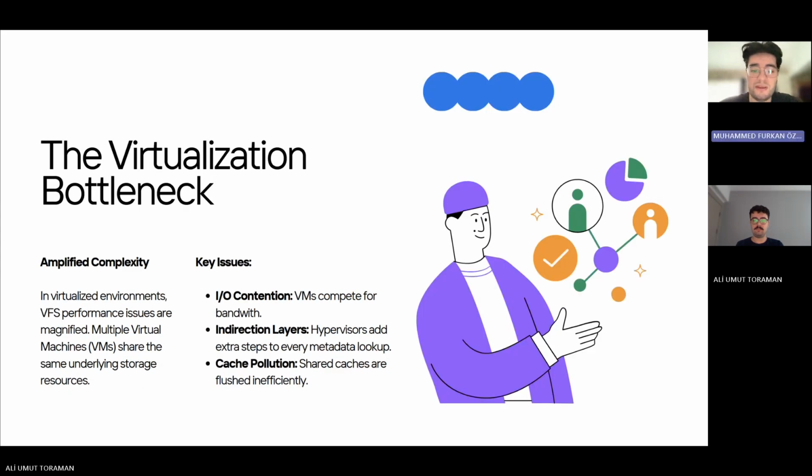This problem gets much worse in cloud computing. We call this the virtualization bottleneck. In a virtualized environment, you have multiple virtual machines fighting for the same physical disk. Not only do you have the standard VFS overhead, but you also have the hypervisor layer adding extra steps to every single file lookup. It creates a chaotic environment for I/O contention.